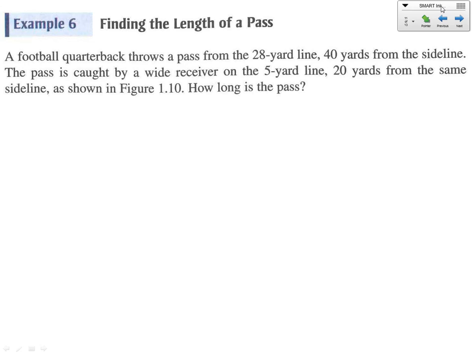All right, a couple word problems to try here, and we'll always try to look at a couple word problems. They do show up quite a bit on tests, things like that. So quarterback throws a pass from the 28-yard line, 40 yards from the sideline. It's caught by a receiver on the 5-yard line, 20 yards from that same sideline. And there's a picture in the book, but I thought we'd draw it ourselves here. So here's our football field, right? And so if you're on the 28-yard line, we'll call this the 28-yard line here, and we are 40 yards from the sideline, we would be right here.